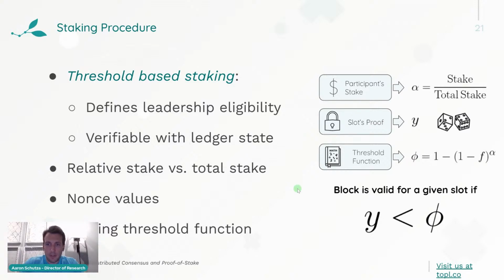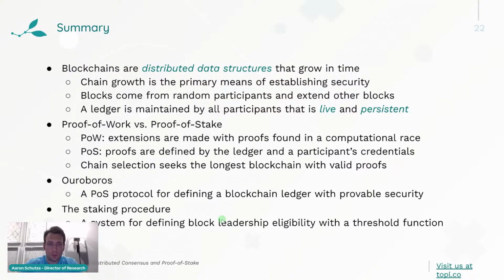And then these nonce values are compared against the staking threshold function, which is another constraint put into the protocol to mitigate people getting some advantage from splitting their stake into multiple accounts. So a block is valid if and only if the nonce value for the given slot is less than the staking threshold function for that participant. So these are the underlying principles of proof-of-stake blockchains and their security properties.